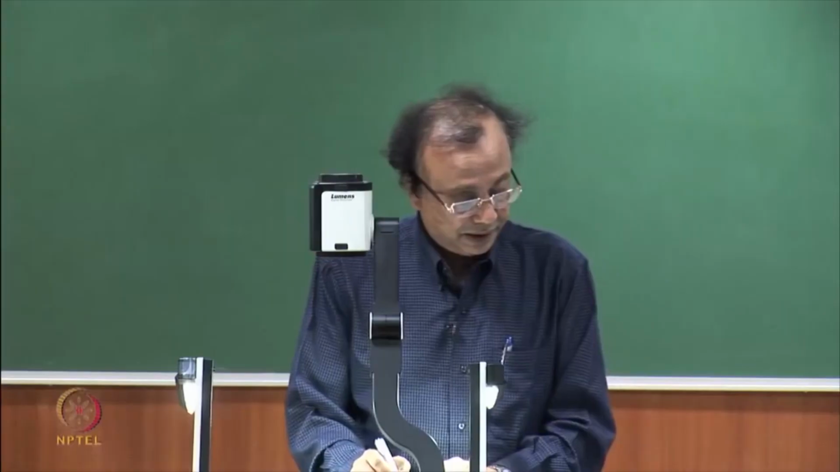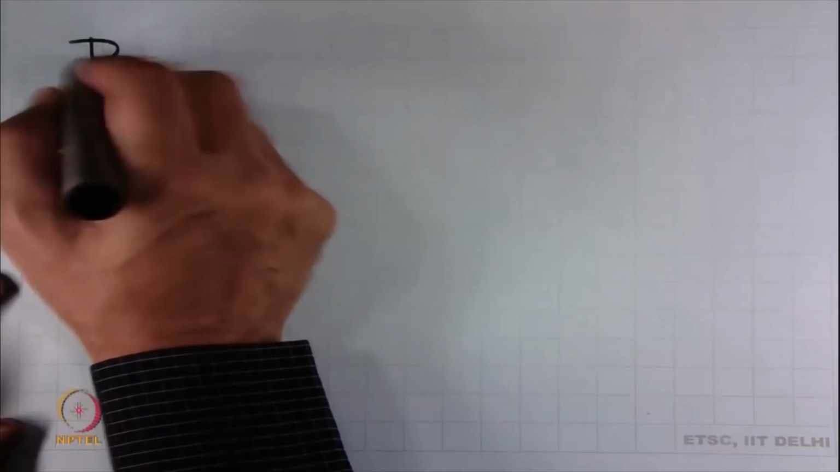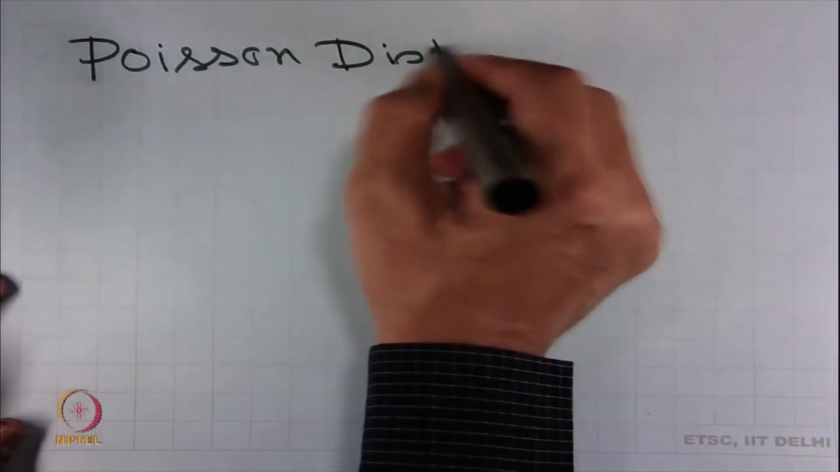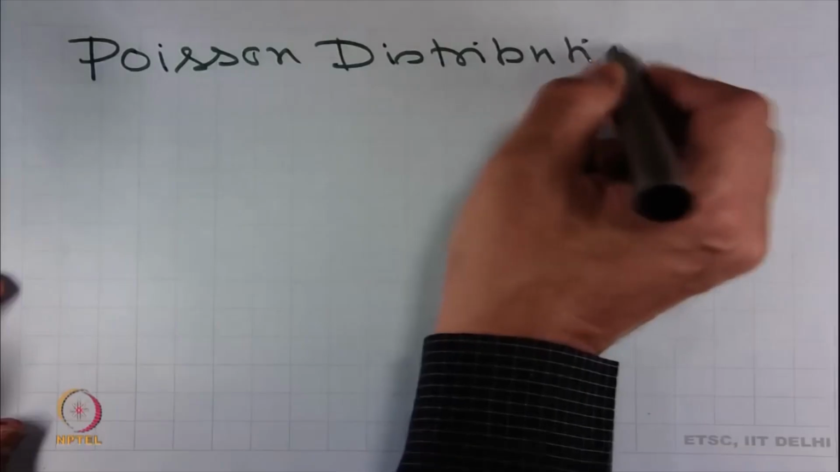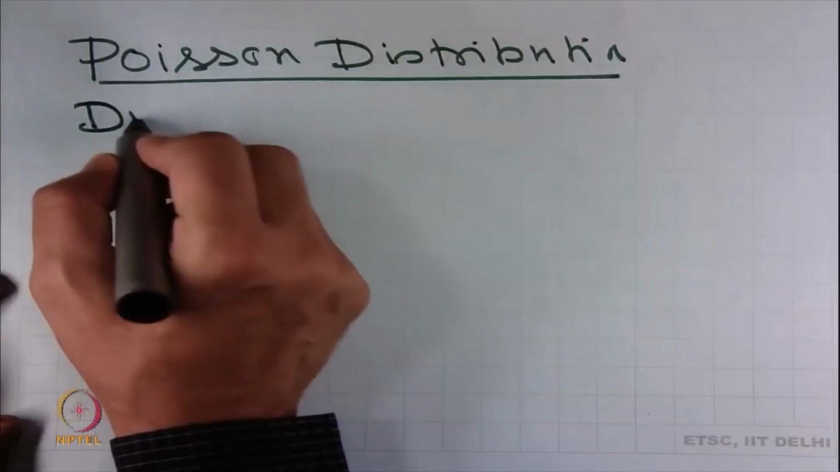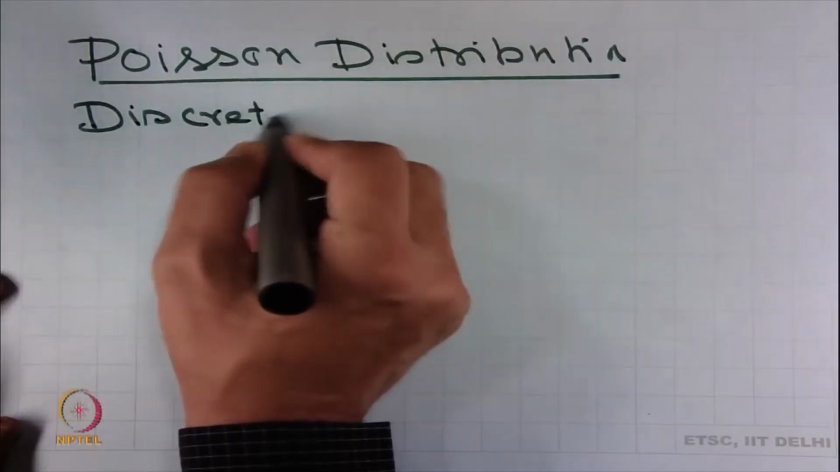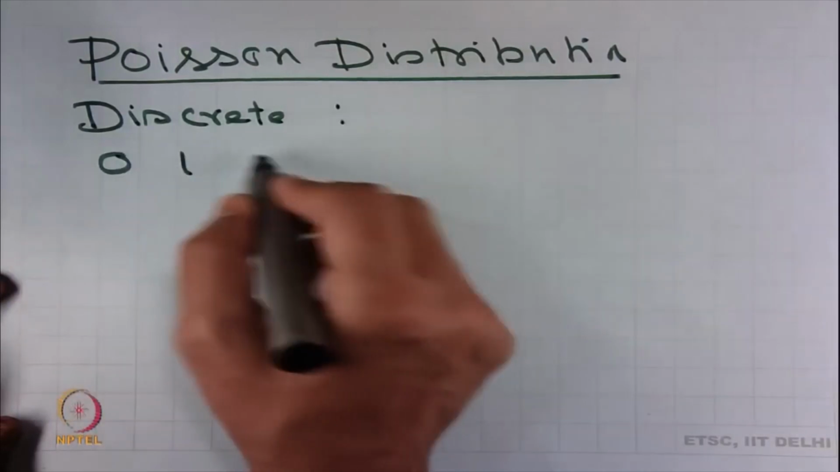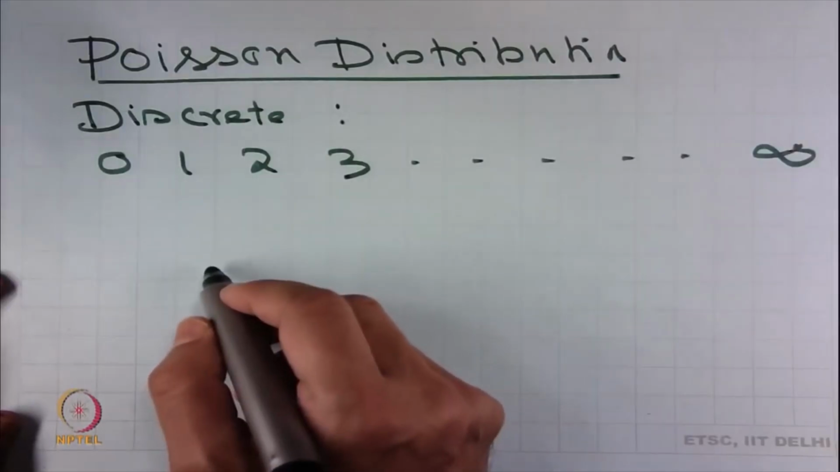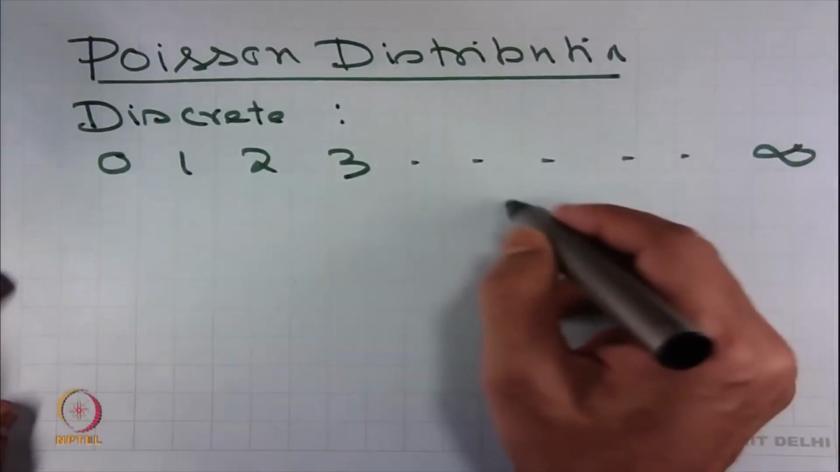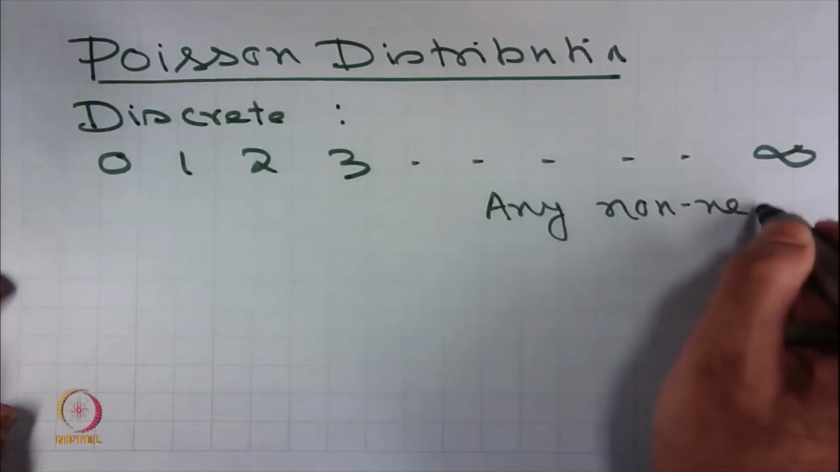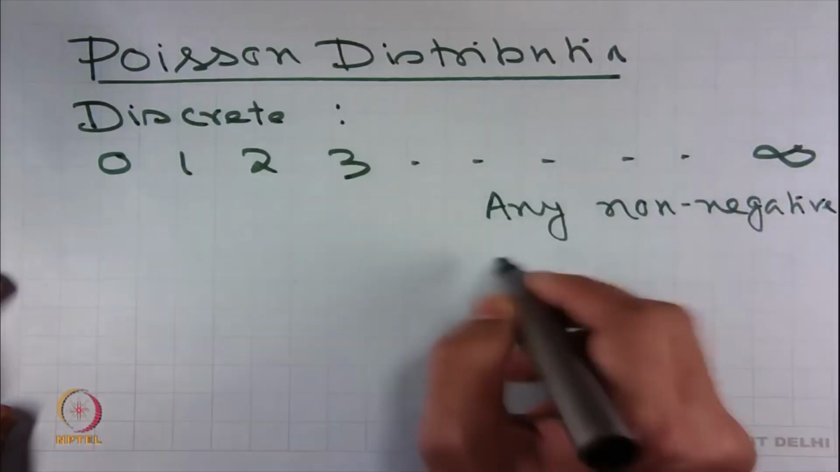The next one is Poisson distribution. This is also a discrete distribution, and it takes values 0, 1, 2, 3 up to infinity. That means it can take any non-negative integral values.